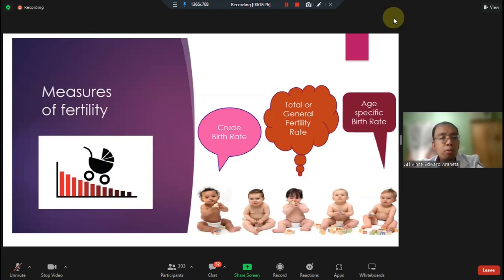Next, let's go to measures of fertility. These are the examples: crude birth rate, total or general fertility rate, or age-specific birth rate.